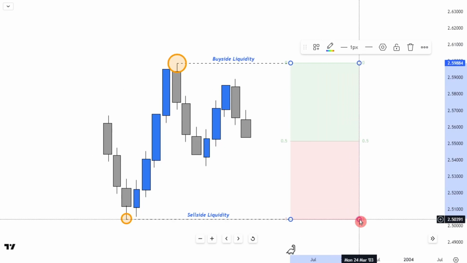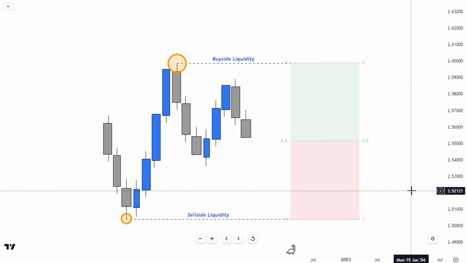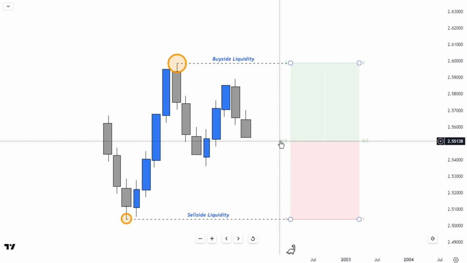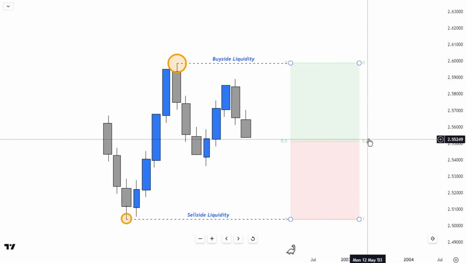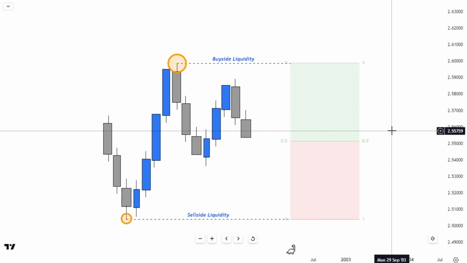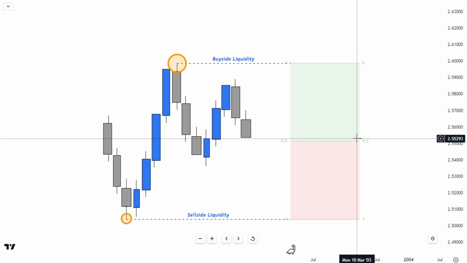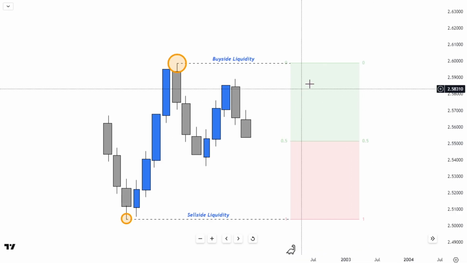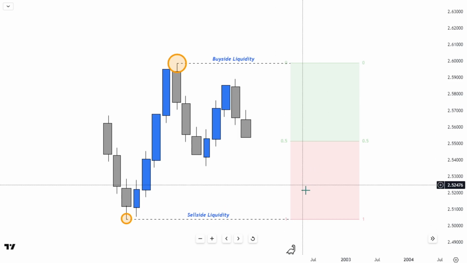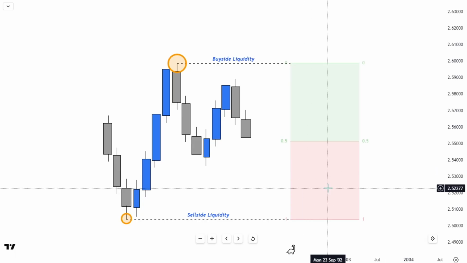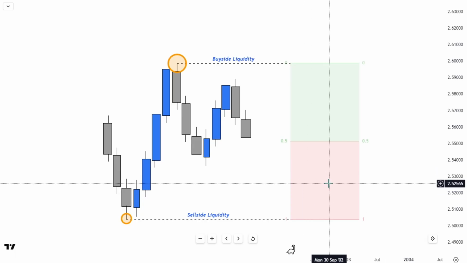This allows us to locate our equilibrium, which is represented by the 50% level or the 0.5 zone in the fib. That midpoint acts as the fair value of the range. Anything above that midpoint is considered premium pricing, meaning price is relatively expensive, and anything below that is considered discounted pricing, where price is considered cheap.